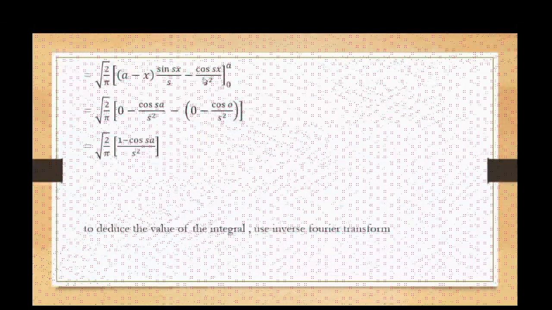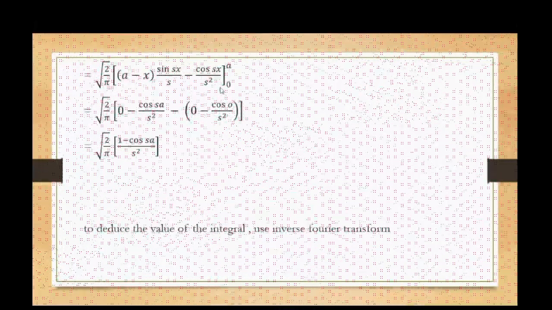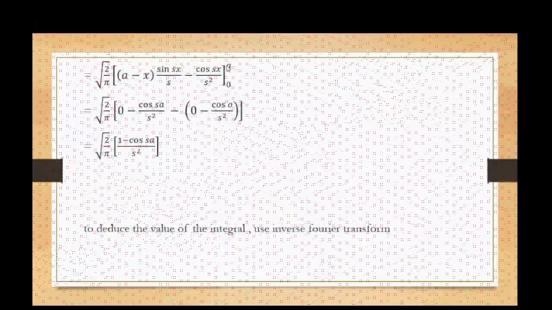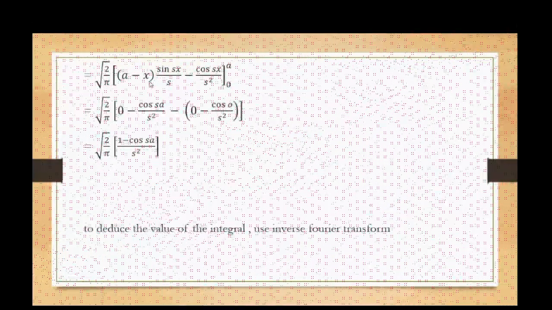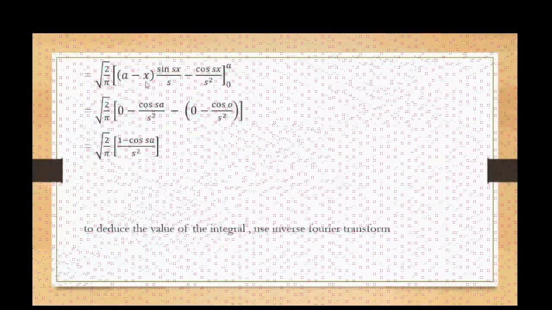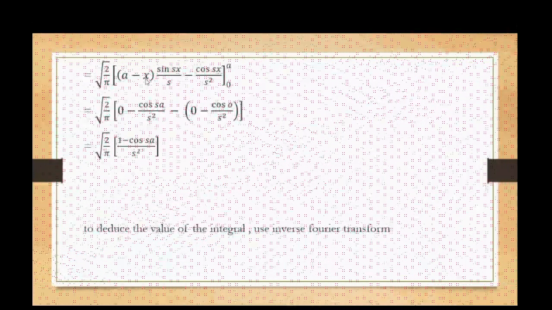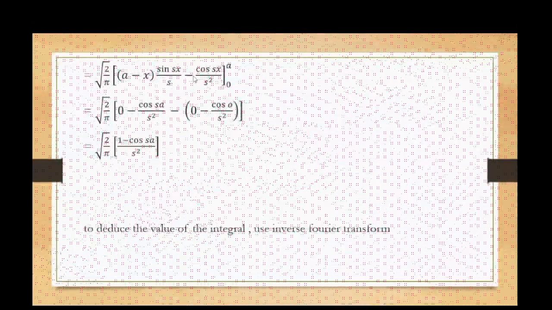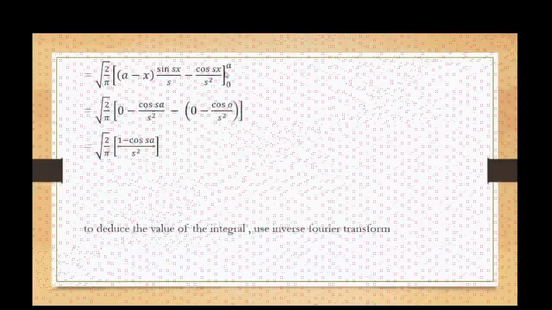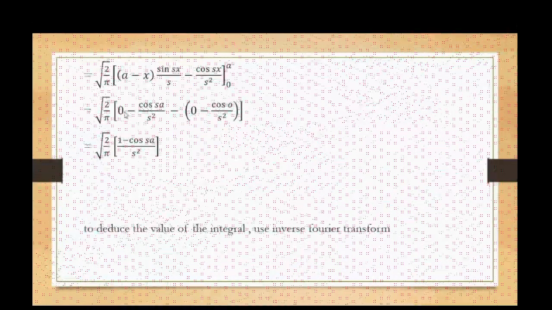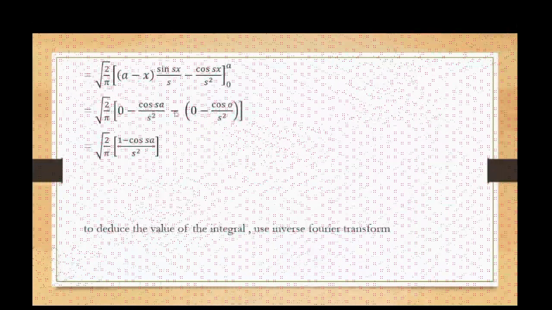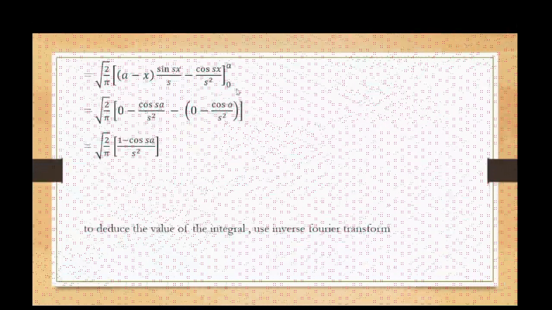by s square], limit from 0 to a, and x is replaced by a, means your first term, that is a minus a, will be 0. Then your second term cos sa divided by s square. This is the upper limit, minus of lower limit. Lower limit is 0. Sin 0 is 0, 0 into this thing 0, minus cos 0 divided by s square.